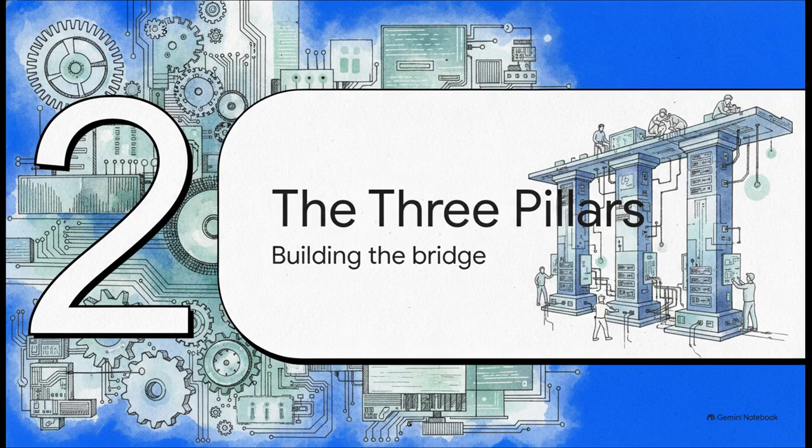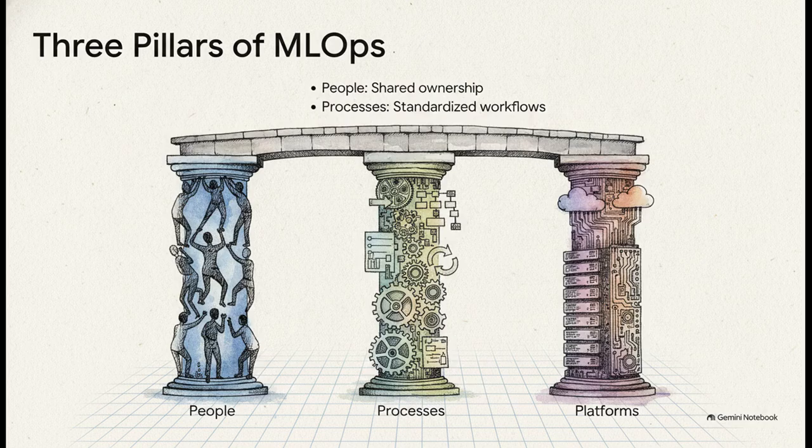Moving right along to Section 2, defining the 3 pillars. How do we actually construct this reliable bridge in a real corporate environment? Well, you need tight alignment across 3 critical areas. First up, people. You absolutely have to establish shared ownership across your data scientists, your ML engineers, and your ops teams. No more silos. Second is processes. You need standardized workflows for training, evaluation, and deployment. And finally, platforms. You've got to put the right tooling and infrastructure in place to actually enforce these best practices at an enterprise scale.